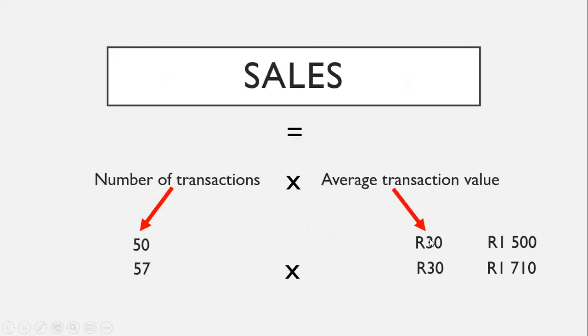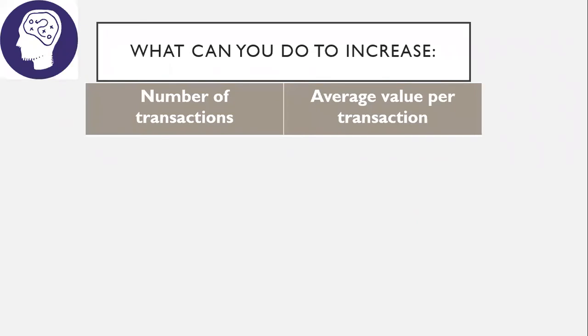And so, as we said, with sales, if we look at the number of transactions or average transaction value, we have to ask the question, what can we do to increase either one of these two elements of sales? I would normally ask you to give me some ideas, but due to the time, I just want to get through some ideas that you can write down or watch the recording again.